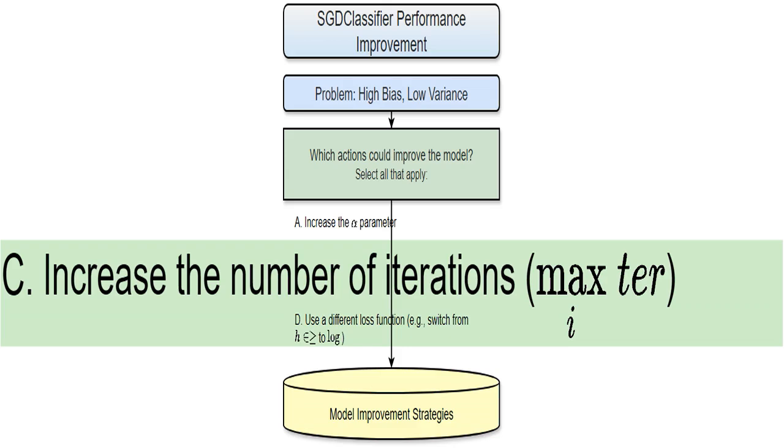max_iter sets how many times the model learns from data. More iterations mean the model has more chances to learn the patterns, potentially reducing bias. It's like giving your model more time to practice. With enough practice, it'll get better.